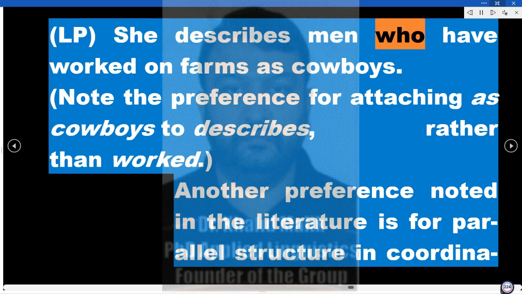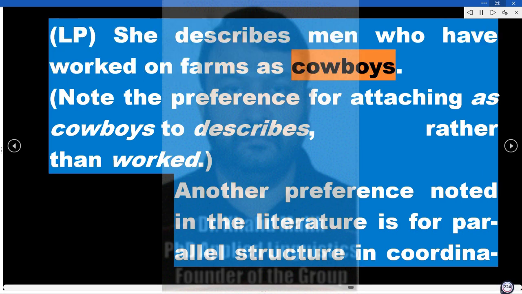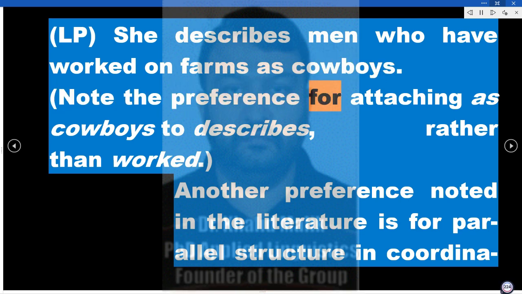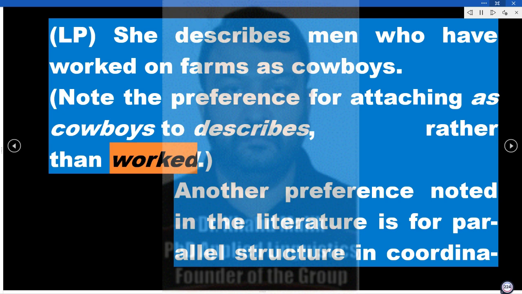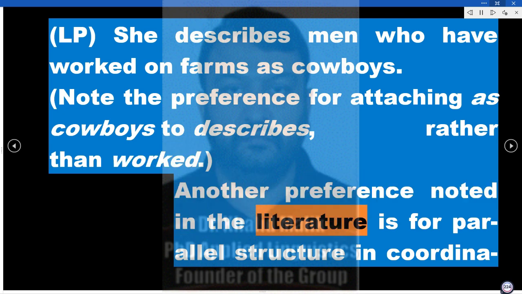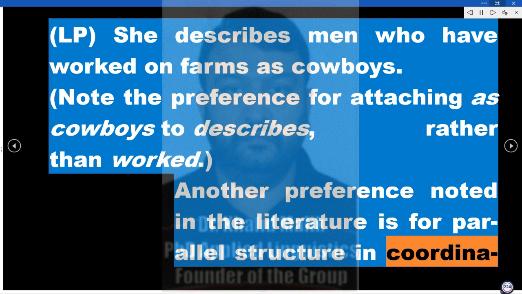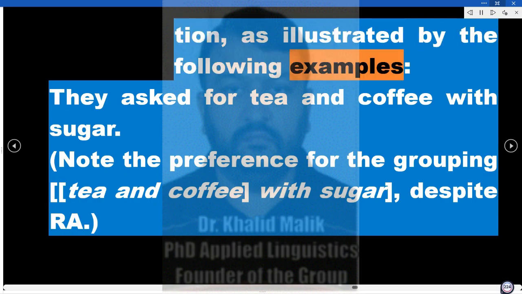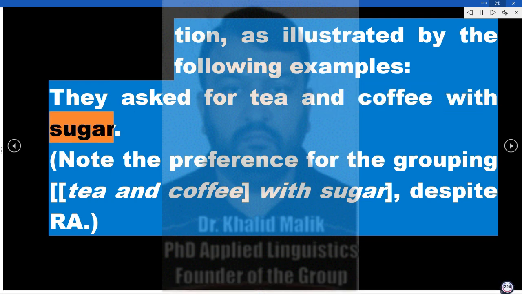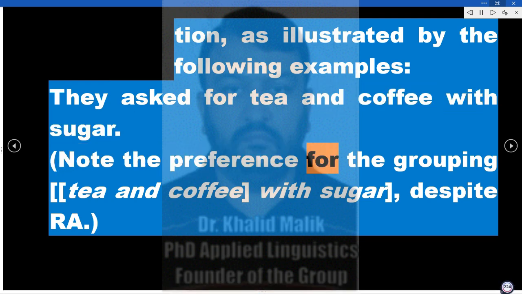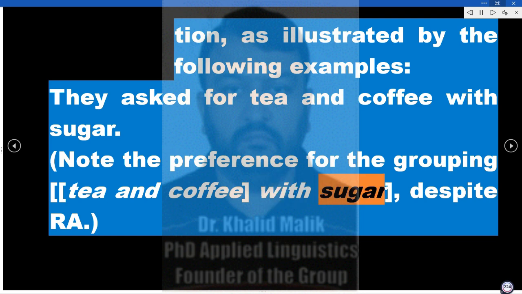LP: she describes men who have worked on farms as cowboys. Note the preference for attaching "as cowboys" to "describes," rather than "worked." Another preference noted in the literature is for parallel structure in coordination, as illustrated by the following examples. They asked for tea and coffee with sugar. Note the preference for the grouping, "tea and coffee," with sugar, despite RA.